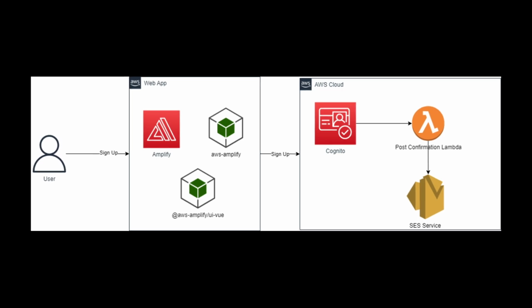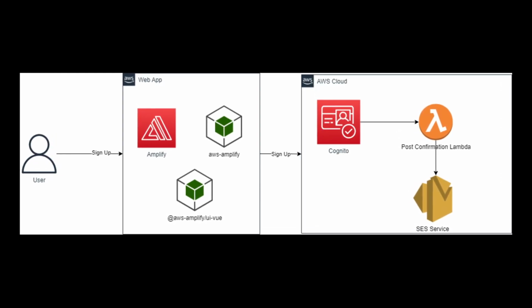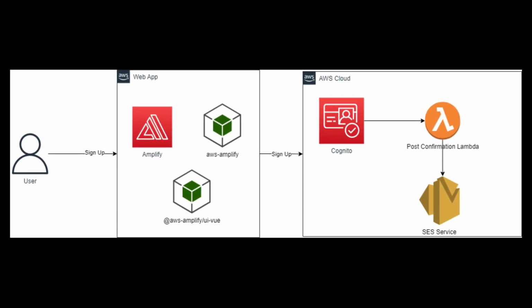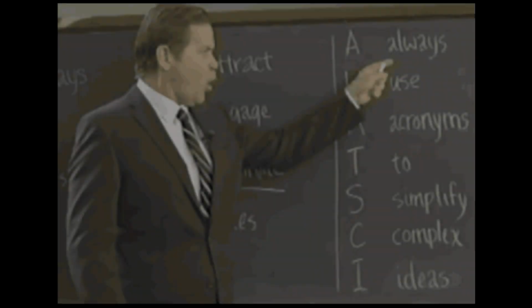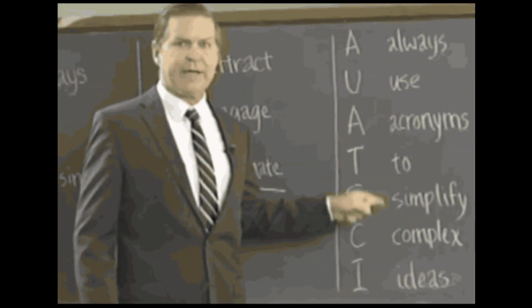We're gonna use the Cognito backend service, and it's gonna be connected to a post confirmation Lambda that will execute, and it will send an email via the SES AWS service. That's a lot of acronyms, but I'm gonna show you how you can get started with this in less than 10 minutes.